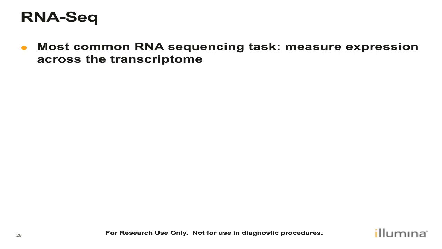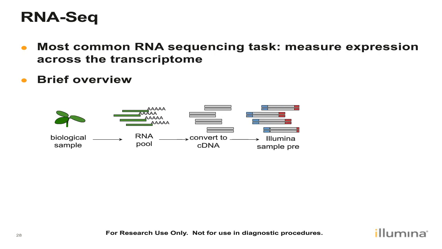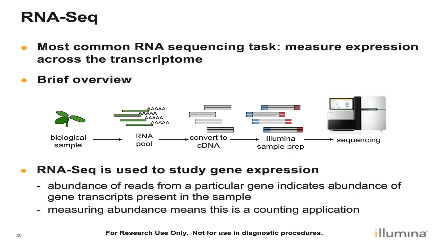So just to get a brief overview of what we're looking to do here, we are going to take our biological samples, extract our RNA, convert it to cDNA, perform Illumina sample preparation, and then we're going to sequence. So in your gene expression study, you're looking for abundance of reads for a particular gene that indicates abundance of gene transcripts present in your sample. You want to measure abundance, and since you're measuring how many reads are lining up to a particular transcript or gene, this essentially becomes a counting application.